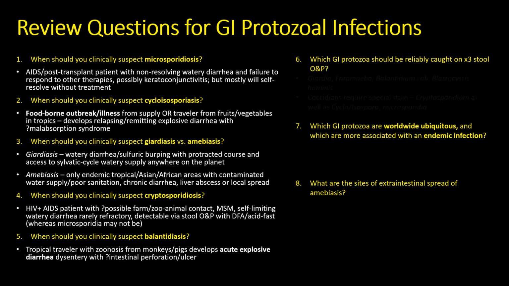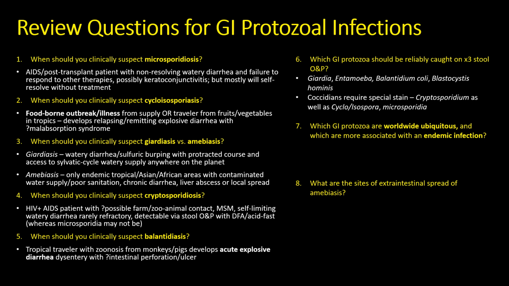Remember, our non-coccidians, aka Giardia, Entamoeba, and Balantidium should be caught easily, as well as Blastocystis, whereas Cryptosporidium, Cyclo, and Isospora, and Microsporidia would require special staining. Question 7. Which GI protozoa are endemic and which are ubiquitous?